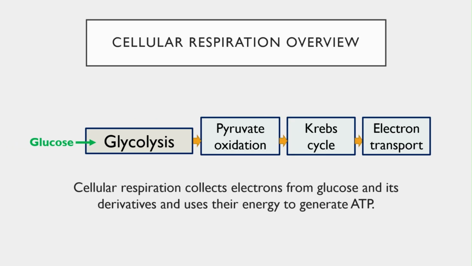In cellular respiration, pyruvate is oxidized and transported into the mitochondria. There, it undergoes the Krebs cycle, which harvests the electrons. The final stage is the electron transport chain that produces a significant amount of ATP.